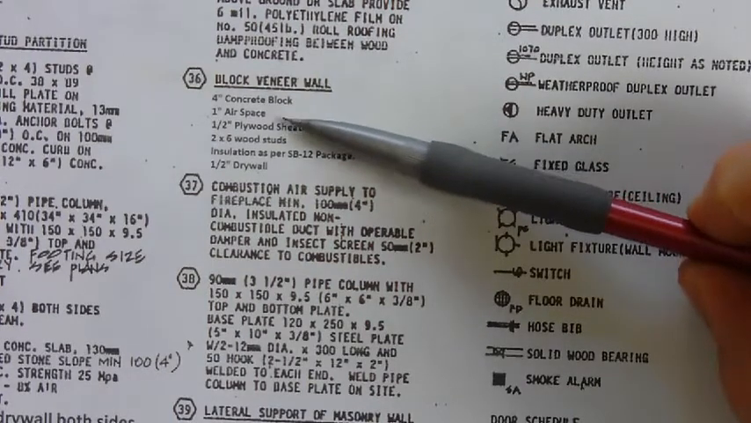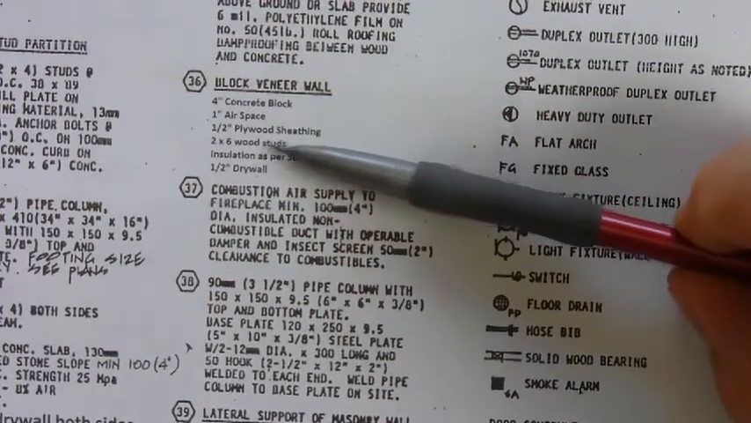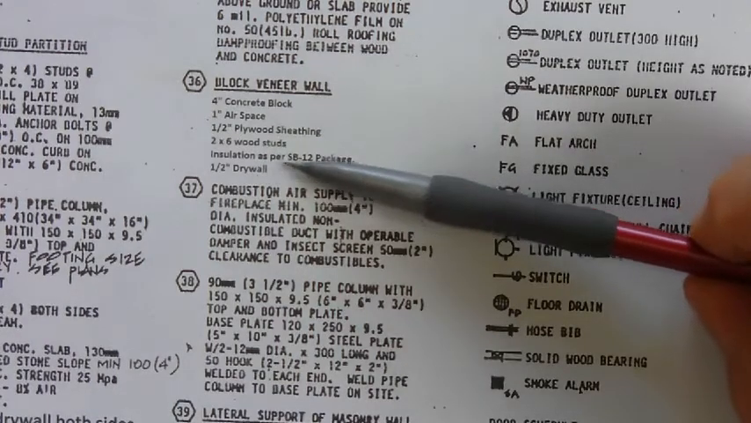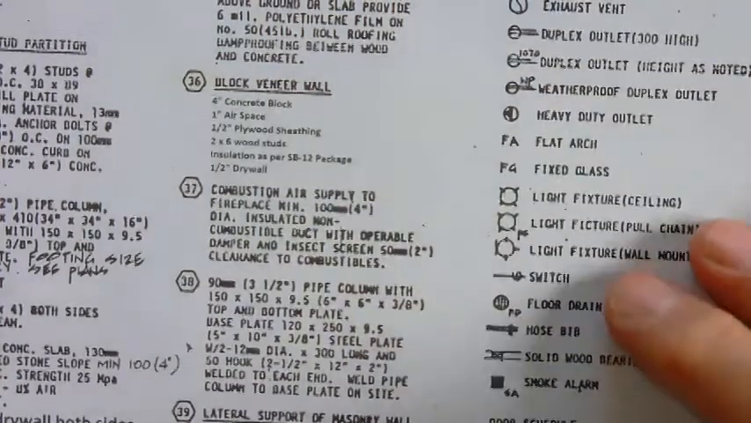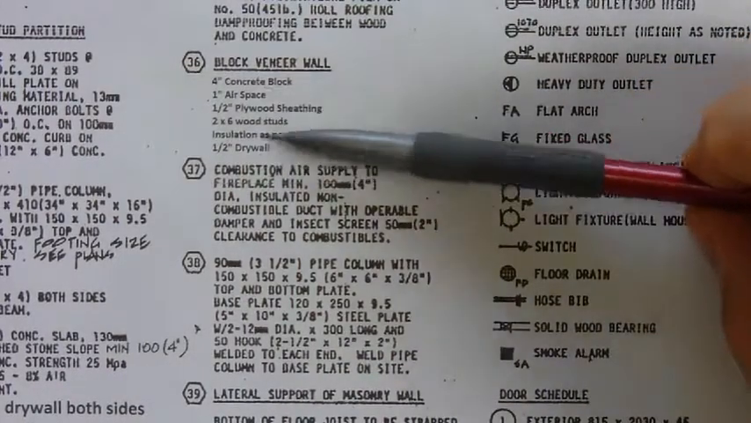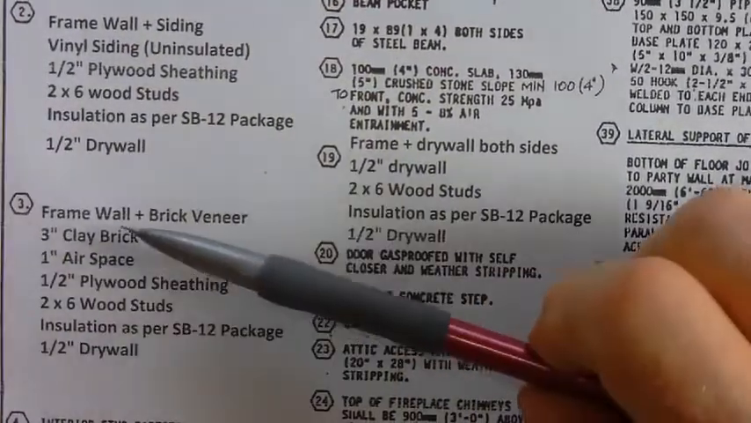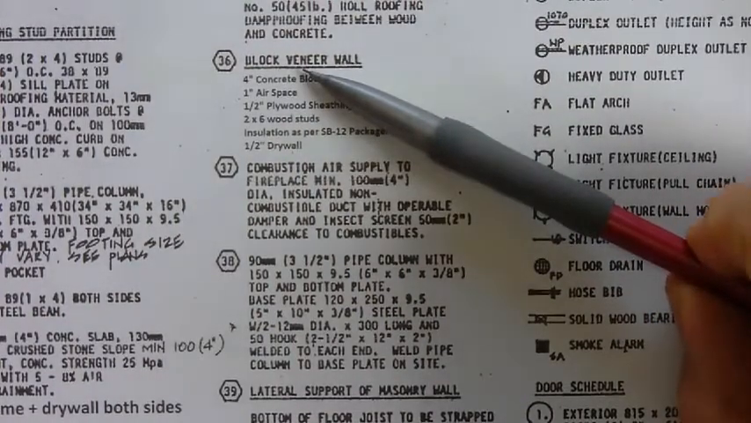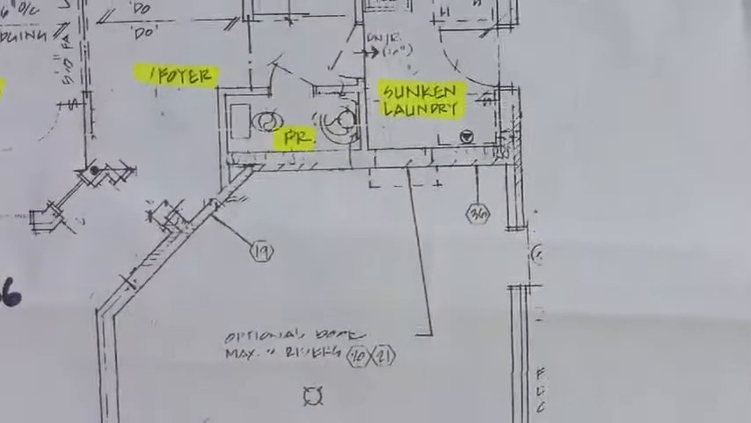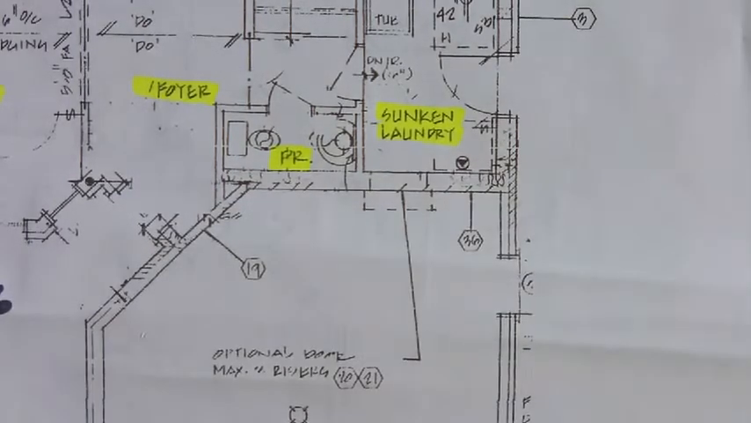So we can have a look at the components in that, and you can see that we've got a 4-inch concrete block, there's a 1-inch airspace, 1/2-inch plywood, we've got our 2x6 studs, insulation as per SP12 package, and the interior layer of drywall. So clearly, wall type number 36 is different than our frame plus brick. Here we've got wood studs with brick veneer, and over here we've got wood studs with a block veneer. So that means that these two wall assemblies are different. And so because these two assemblies are different, we need to consider them separately.